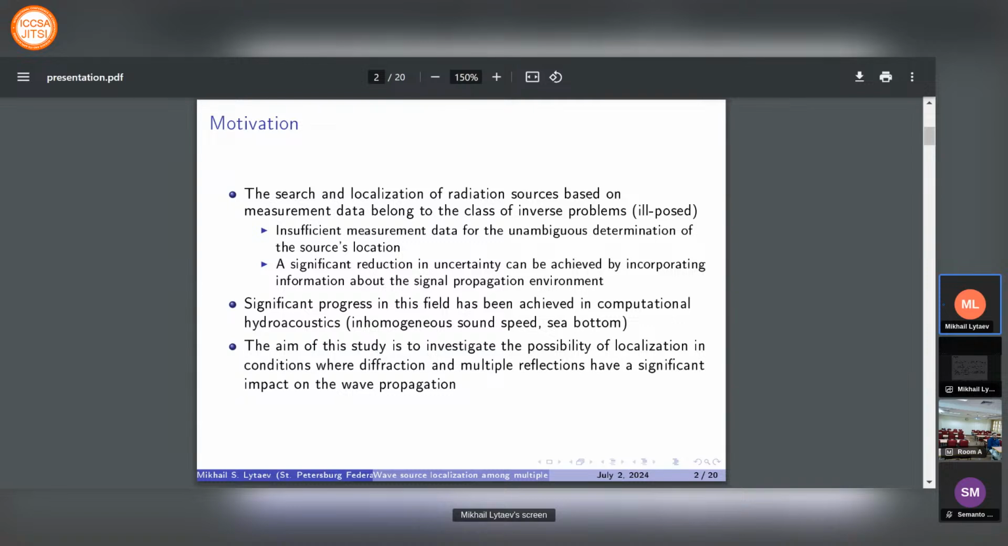Significant progress in this field has been achieved in computational hydroacoustics, where such inhomogeneities as sound speed profile and sea bottom can be used for source localization and for some environment inversions. The aim of this study is to investigate the possibility of localization in conditions where the diffraction and multiple reflections have a significant impact on the wave propagation.